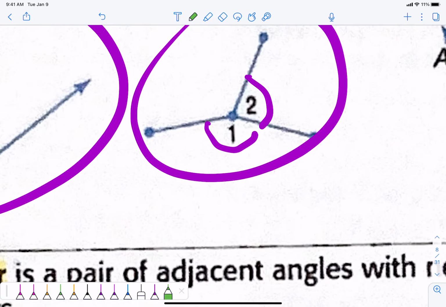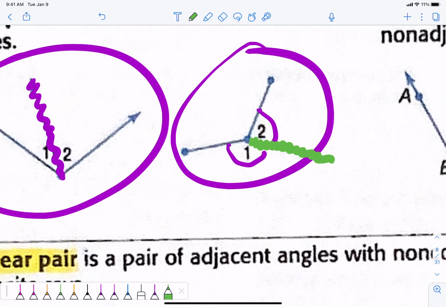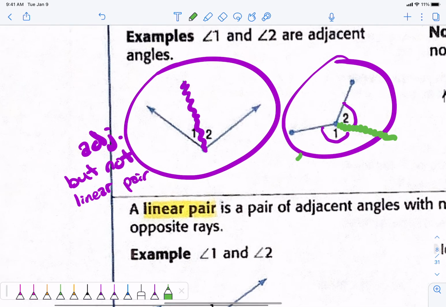Which side do they share? I don't know how to label it. The bottom right one. That's the side that they share, right? Does that make sense? Are they a linear pair? No, so I'm going to say that they're adjacent, but not a linear pair also. Okay, same situation. All right.